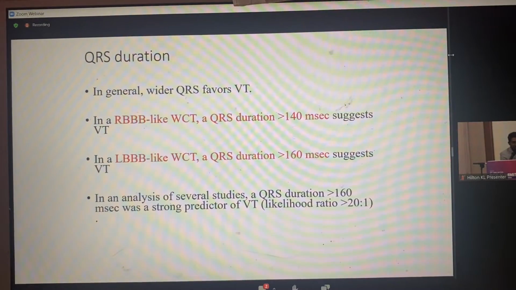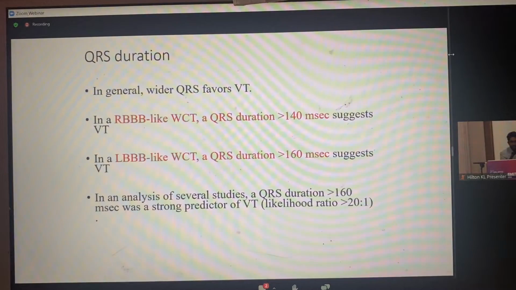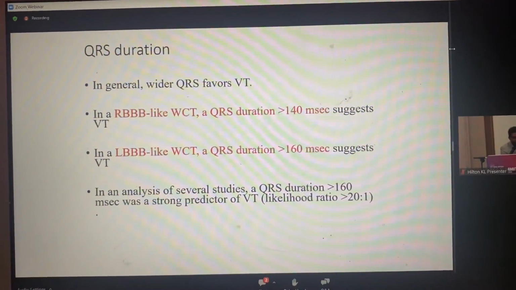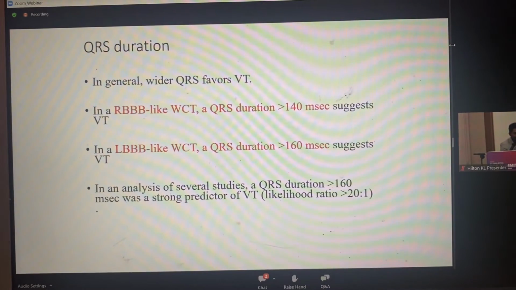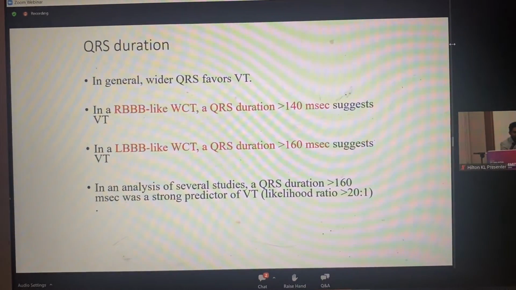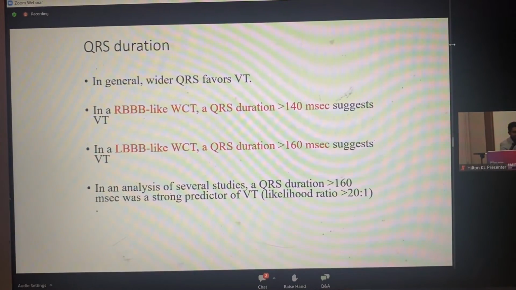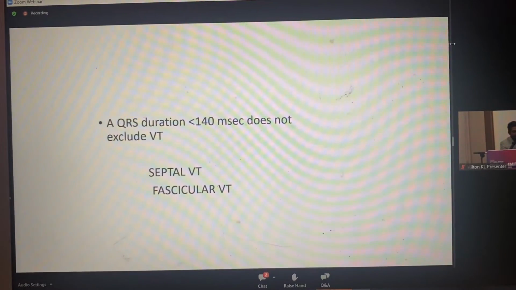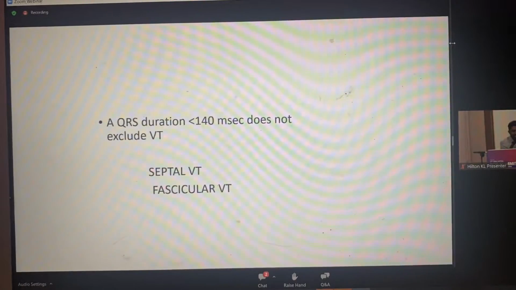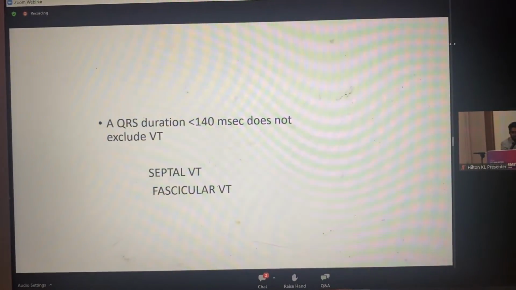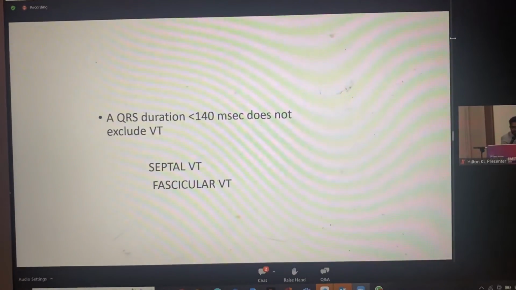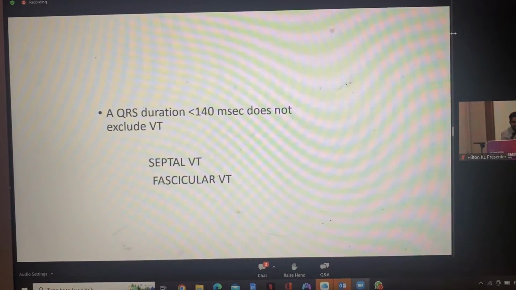In an RBBB-like wide complex tachycardia, if the duration is more than 140, it suggests VT. In LBBB, if more than 160, it suggests VT as well. In an analysis of several studies, a QRS duration more than 160 was a strong predictor of VT, likelihood ratio 20 to 1. A QRS duration less than 140 milliseconds does not exclude VT. I'm not sure whether you have all heard about septal VT or fascicular VT or ILVT.